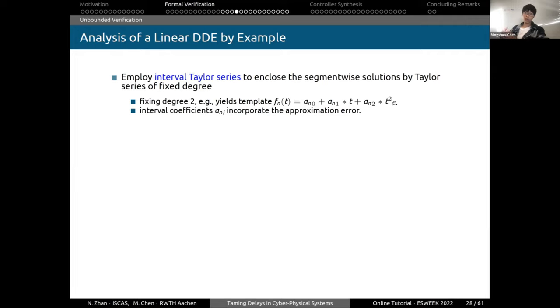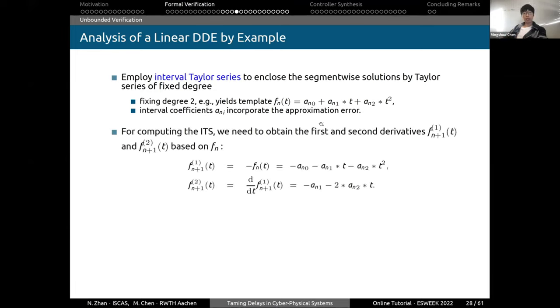Here we do a truncation for the Taylor series. So we only have monomials up to order two. And that's why there are approximation errors, and we use intervals to address such errors. And then we can compute the derivative up to the order two. So the first order derivative is nothing but the flow field or the dynamics. And this gives us this polynomial with parameters, right? And then by further taking the derivative of this polynomial, we get the second order derivative.